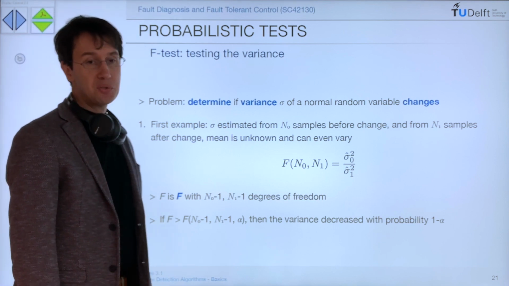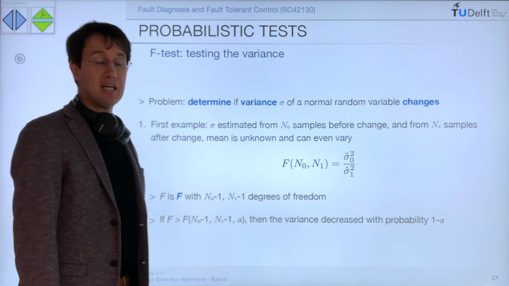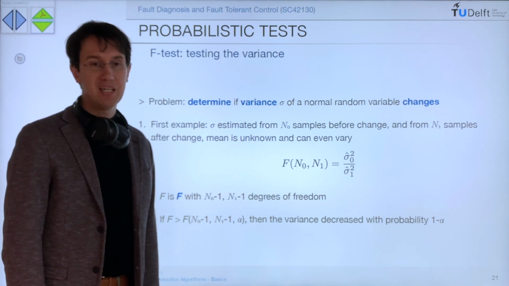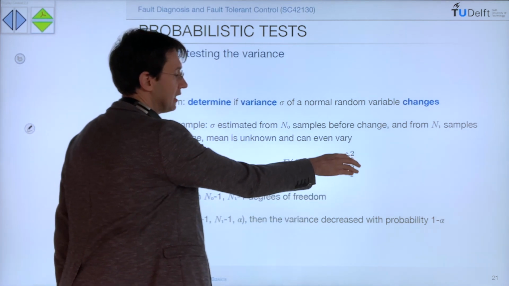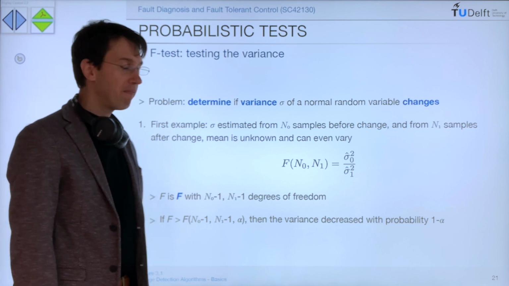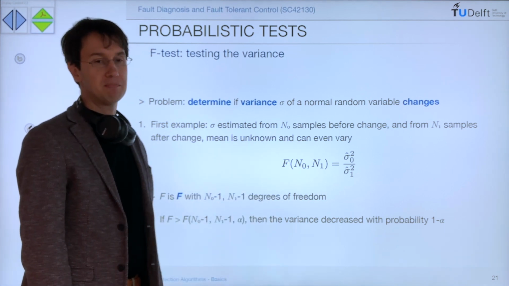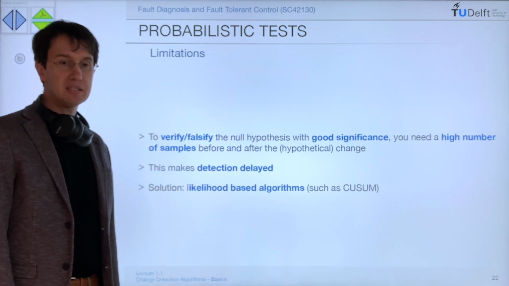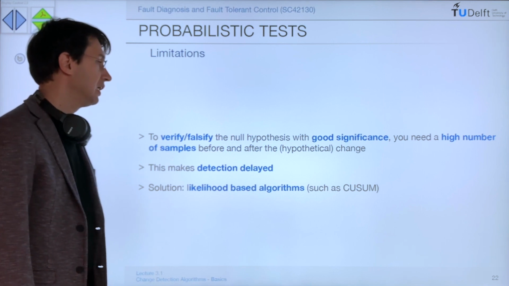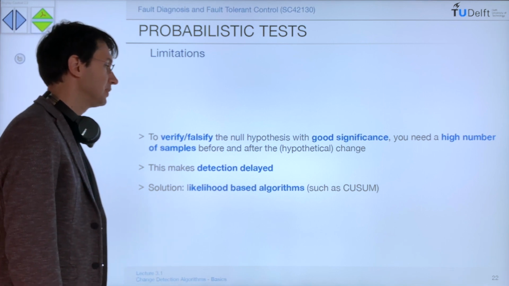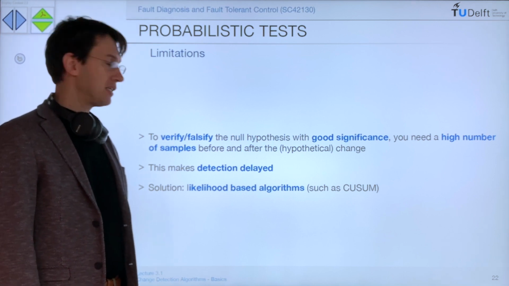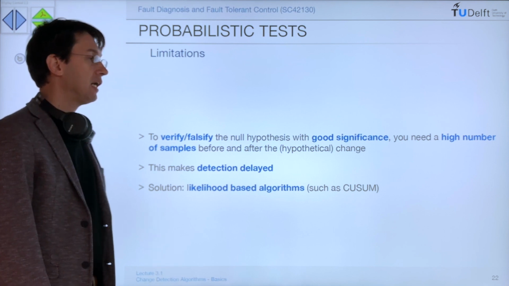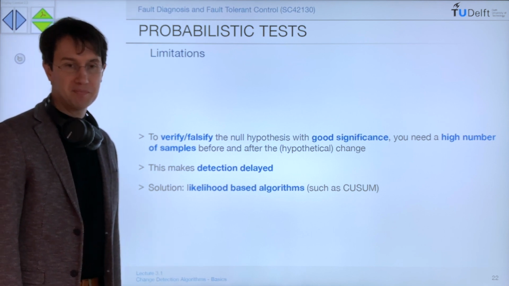And the same issue as in the student test with 2 windows that I showed before is present. So if the change in the variance is slow, then this test probably is not catching it. Okay, so there is one downside. And the downside is that to be able to verify and falsify the null hypothesis with good significance, you need a high number of samples.